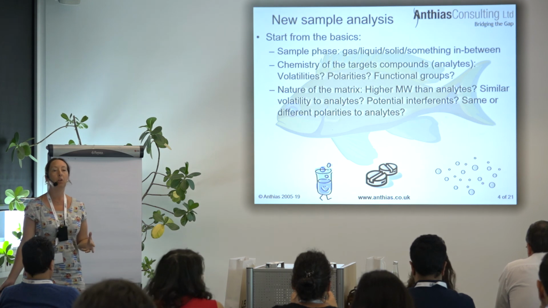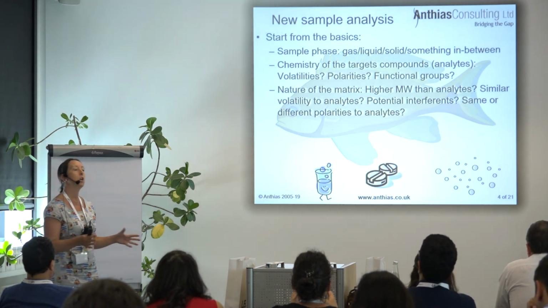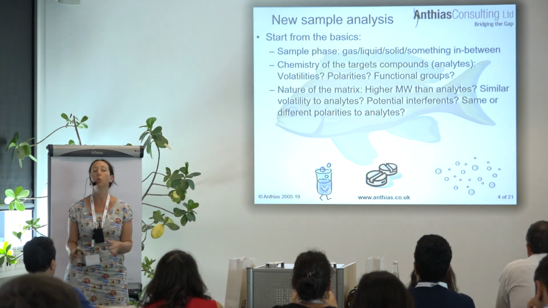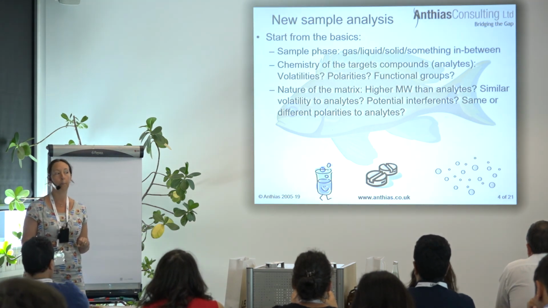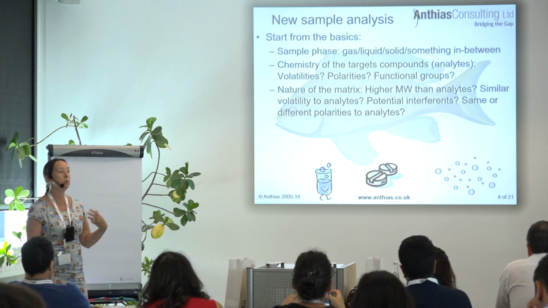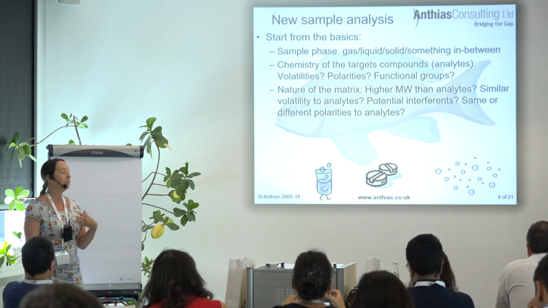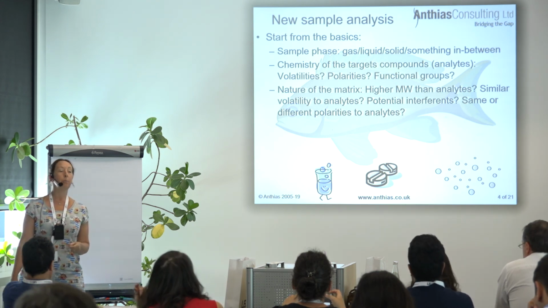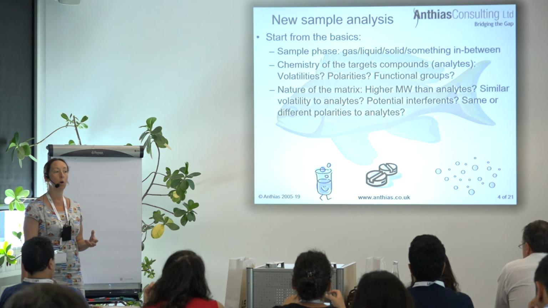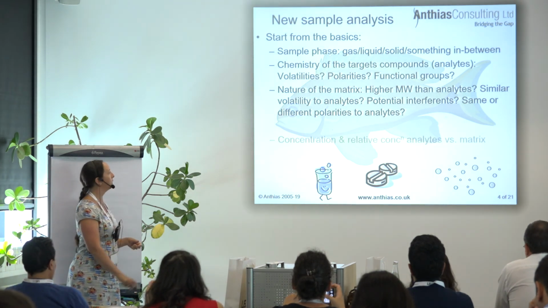Is it a similar volatility to our analytes? Therefore, we've got to not only separate our target compounds away from each other, but also from the matrix components as well. Are they potential interferences? Are they going to interfere on our GC column or in our detector? And are they the same or different polarities to our target compounds? We've got to think about the matrix as well as our targets.